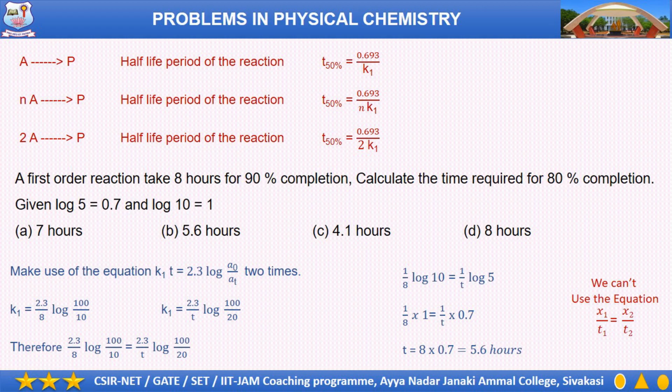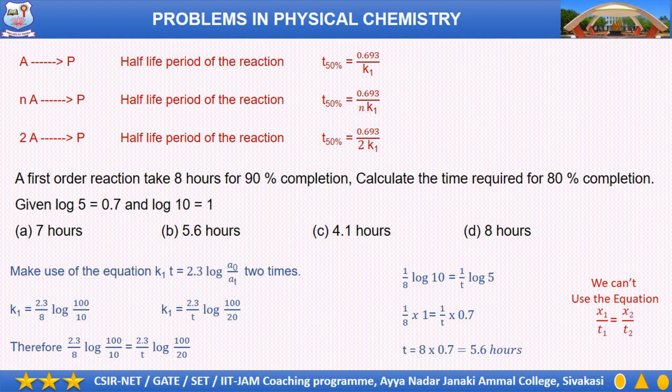Log 10 is already given, or otherwise your calculator will give you the answer: 1.8 is equal to 1 by x into log of 5. You already know the value of log of 8.7. Therefore, x is equal to 8 into 0.7, equal to 5.6 hours.